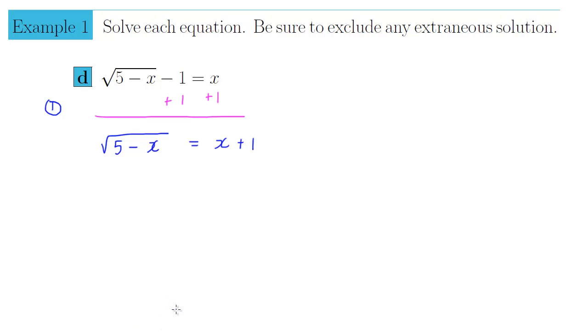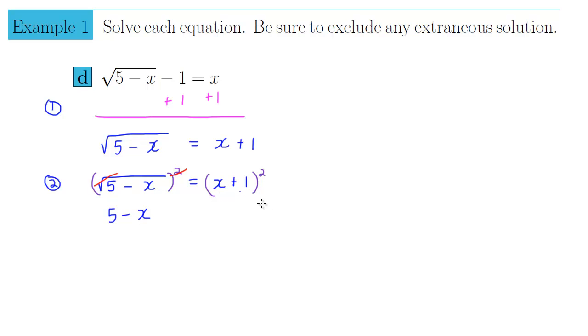Step 2 says to get rid of your nth root by raising both sides to the nth power. So since I have a square root, I'm going to square both sides to get rid of it. On the left side, it's pretty obvious what happens. The square root and the square undo each other and leave you with exactly what was underneath, 5 minus x.